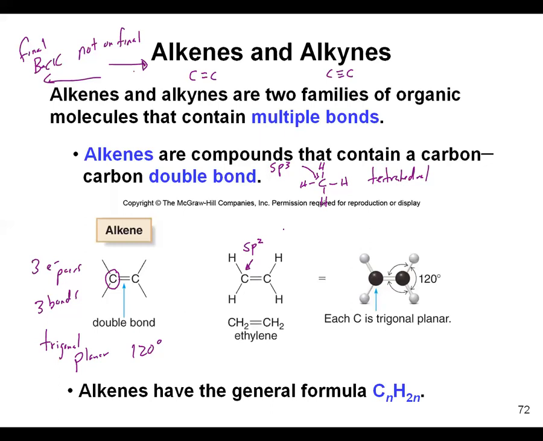They also have a formula just like cycloalkanes, CnH2n. Again, they lose those two hydrogens like we talked about earlier by making the double bond.